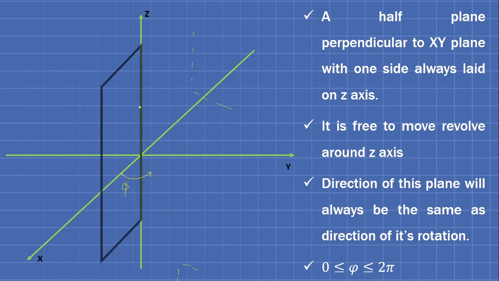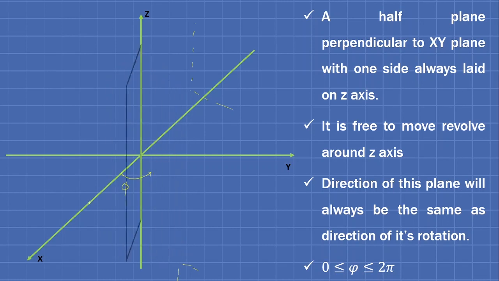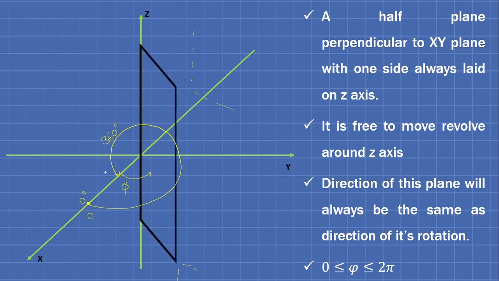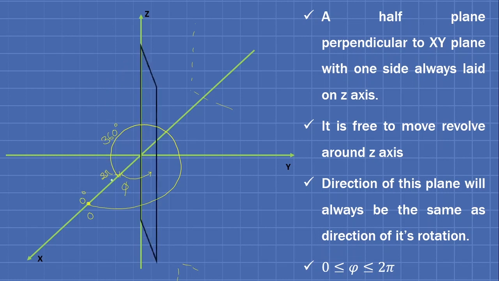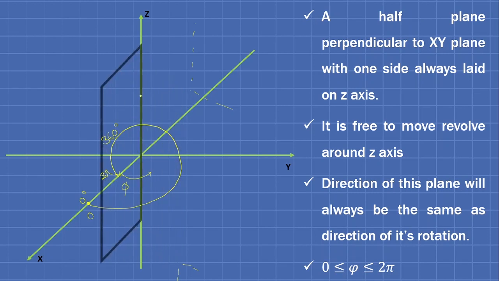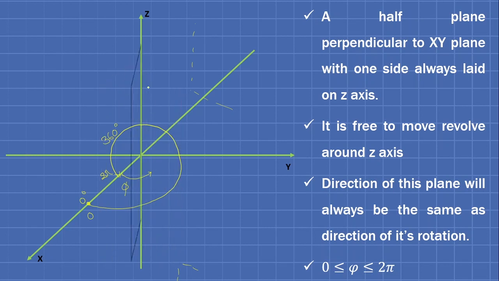Now if this plane wants to cover all the points of the space, then it must revolve from phi equal to 0 degrees to phi equal to 360 degrees. In terms of radians, it becomes 0 radians to 2 pi radians. So by revolving 0 to 2 pi radians, it will cover all the points of the space. So this half plane will be the second surface for the cylindrical coordinate system.